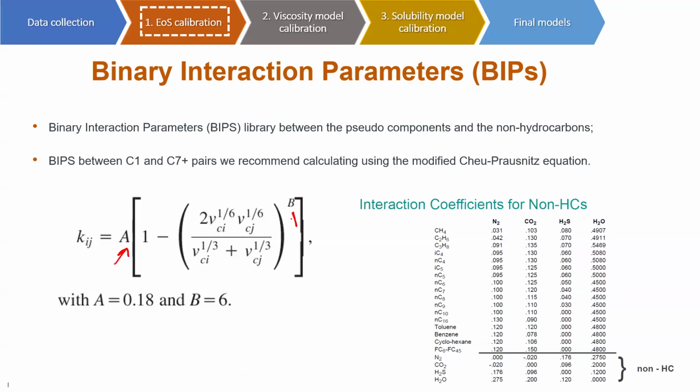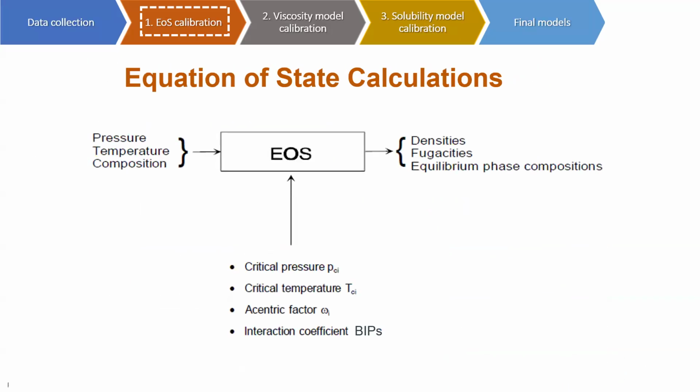And we use this as a tuning parameter in order to match our lab data. So this will be our parameter, our way to reproduce this. So just to finish about the equation of state, just to finish this part.